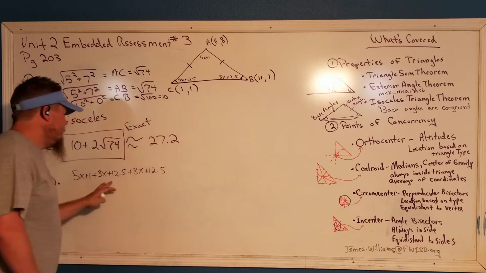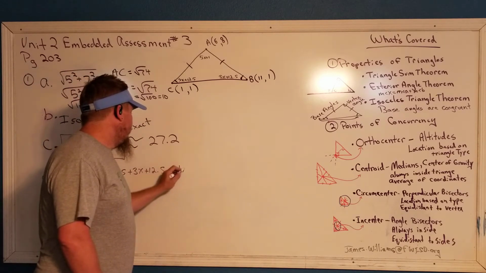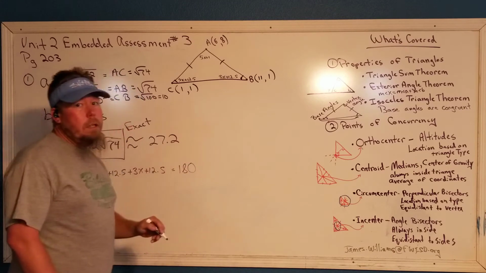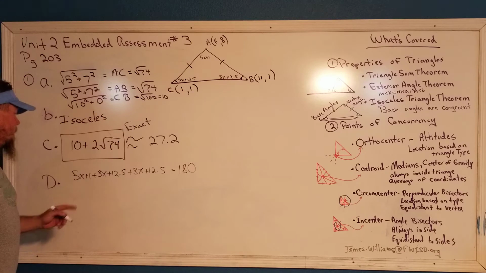Again, you could write that as 2 times all that. Doesn't matter, I just wrote it all out. And we know that for every triangle ever, that's going to be 180 degrees. Okay? Now, what do we do with that?